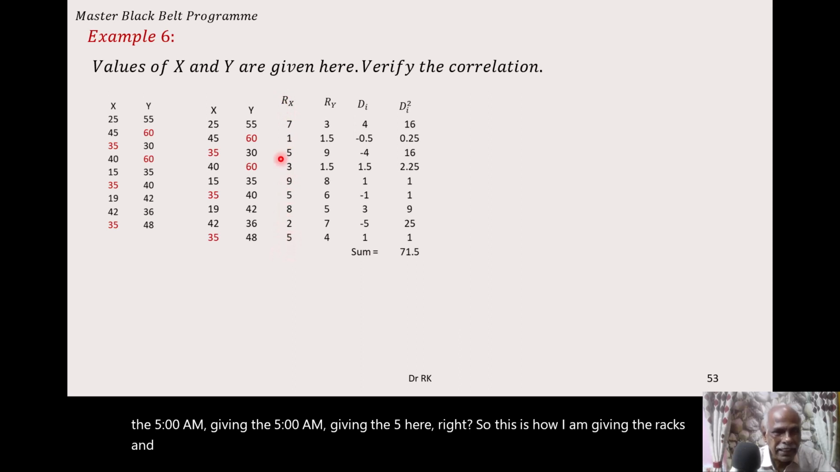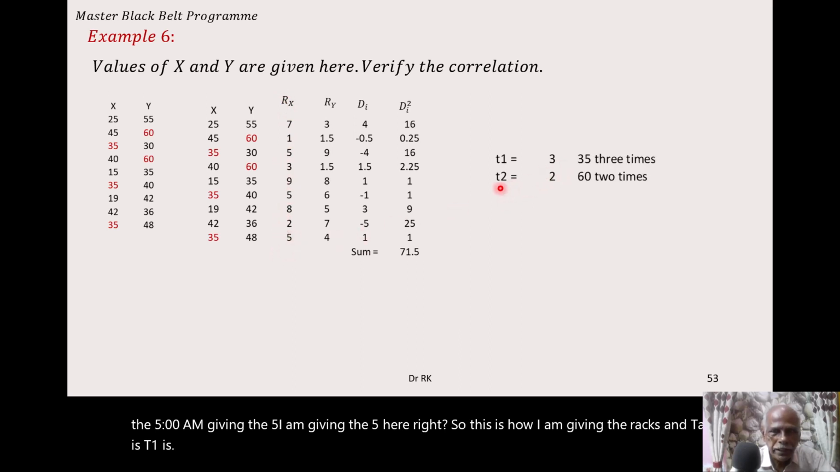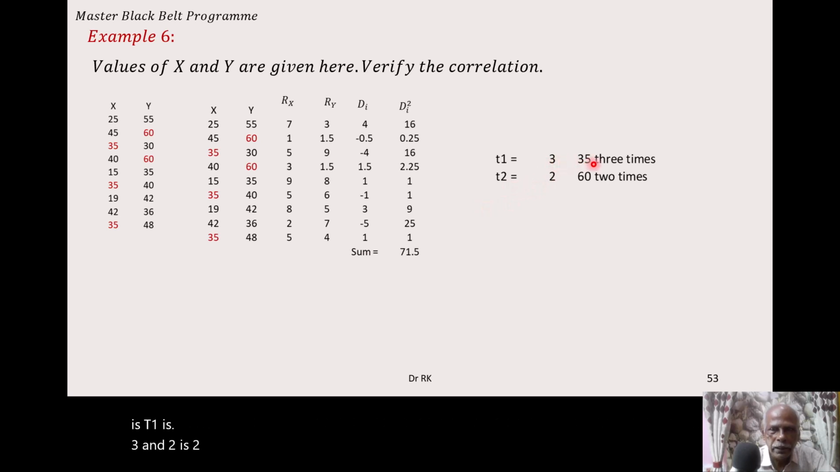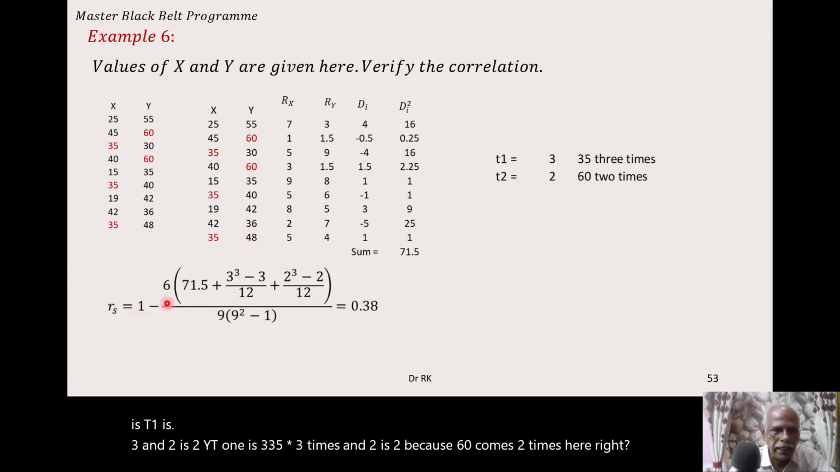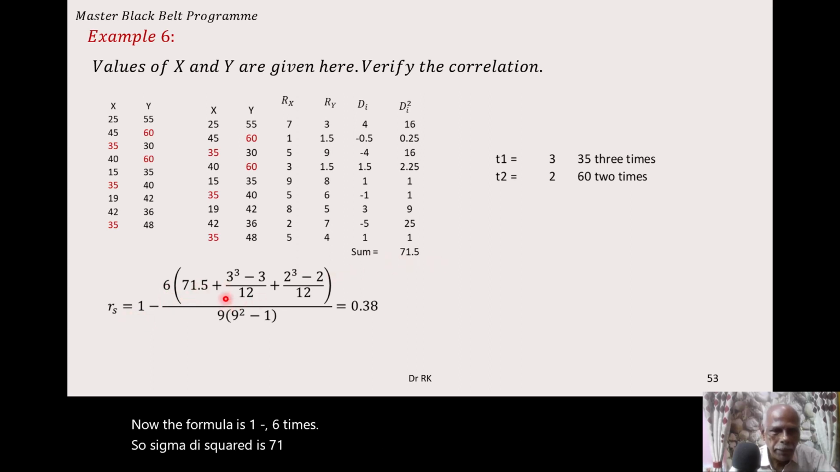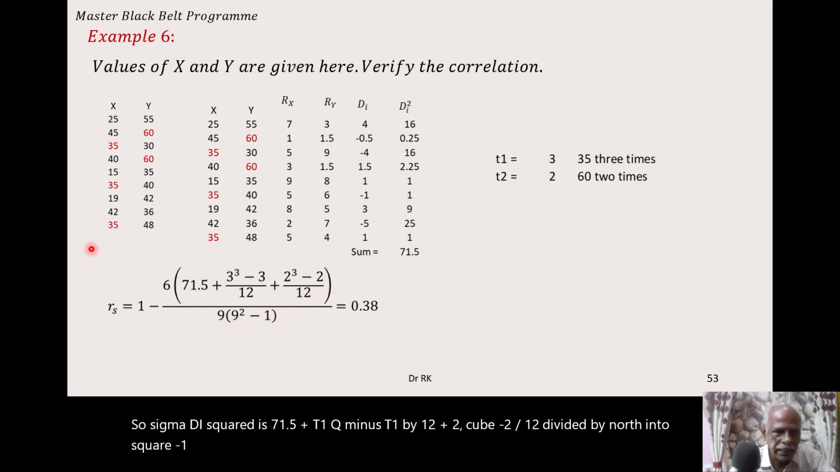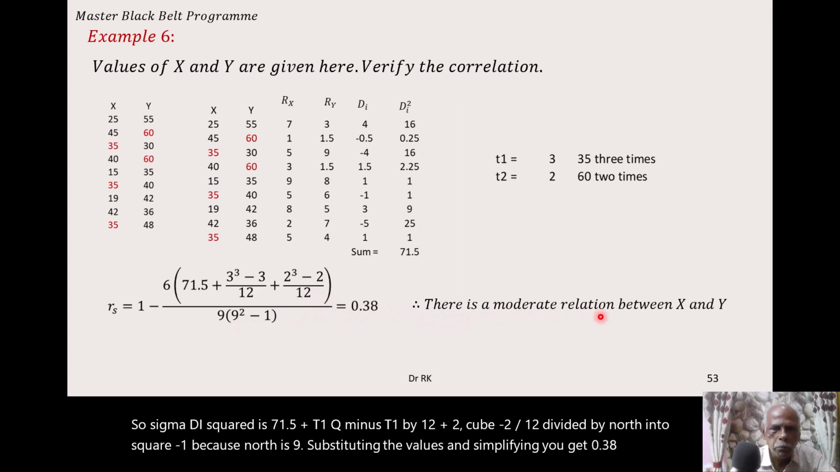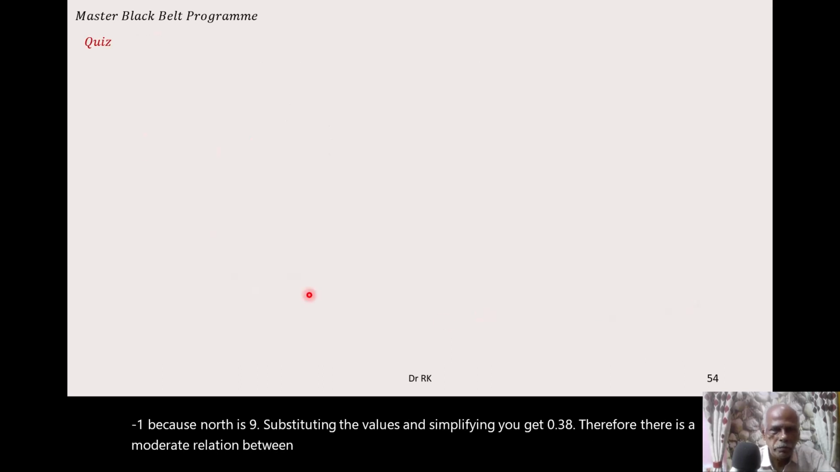And tie is T1 is 3 and T2 is 2. Why T1 is 3? 35 comes 3 times and T2 is 2 because 60 comes 2 times here. Right. Now the formula is 1 minus 6 times sigma di squared, which is 71.5, plus T1 cube minus T1 by 12 plus T2 cube minus T2 divided by 12, divided by n into n squared minus 1, because n is 9. Substituting the values and simplifying, you get 0.38. Therefore, there is a moderate relation between x and y.